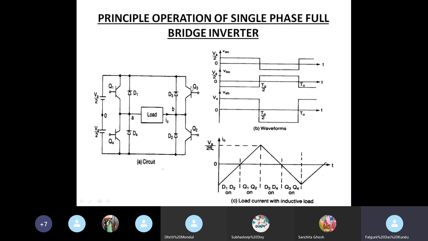Similarly, when Q3 and Q4 are on, the current flows from Q4, load, then Q3, then is fed back to the supply. When Q3 and Q4 are off simultaneously and D3 and D4 are on, then the energy is fed back through the load, D3 and D4 to the DC supply voltage. That's why D1, D2, D3 and D4 are called the feedback diodes.